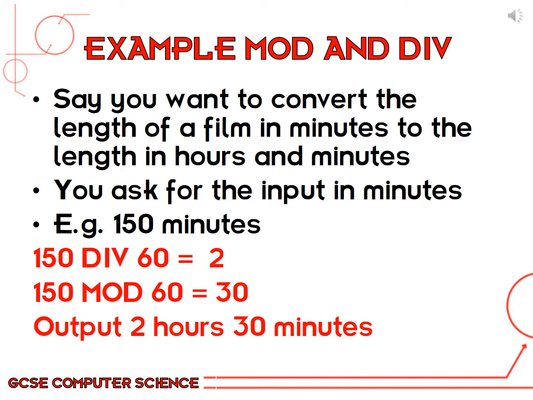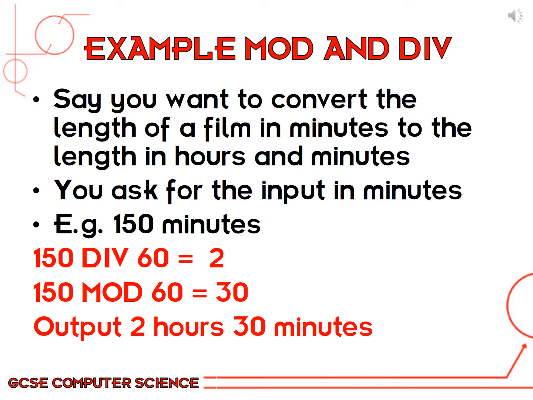Say you want to convert the length of a film in minutes to the length in hours and minutes. Quite often if you're looking for a film on Netflix, it tells you how long it is in hours and minutes. However, on the back of the box of a DVD or a Blu-ray, it tells you the length of time in minutes. And sometimes you've got to stop and think, how many hours is that? How long is that going to be on for?